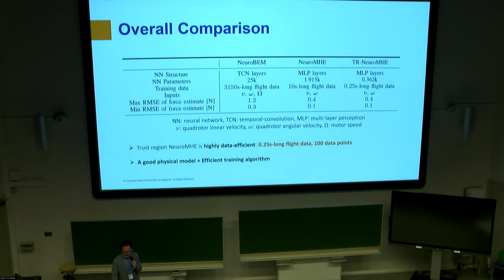And you can see that with the last row, the trust region neural MHE, we're able to reduce the neural network parameters to even about 300 parameters. And the data we need is only 0.25 second long flight data, collected at 400 Hertz. So we only use 100 data points to train the small neural network, and we're able to achieve better estimation performance. So a good physical model plus an efficient training algorithm can give us a very good estimation performance.